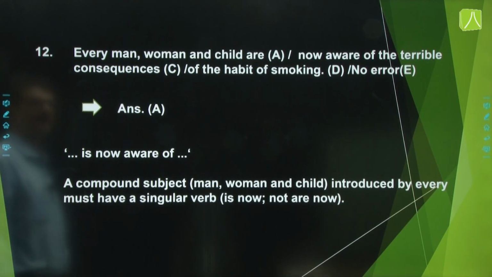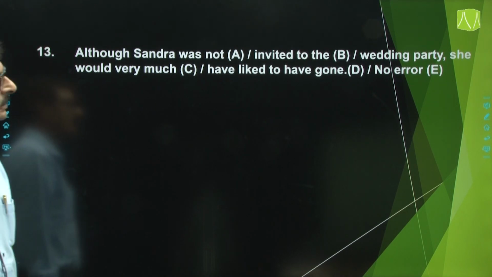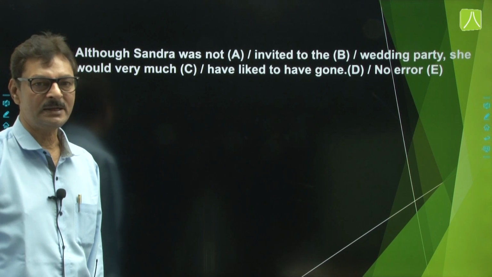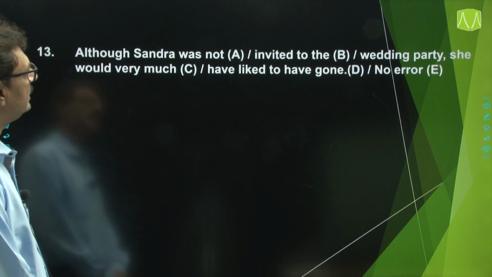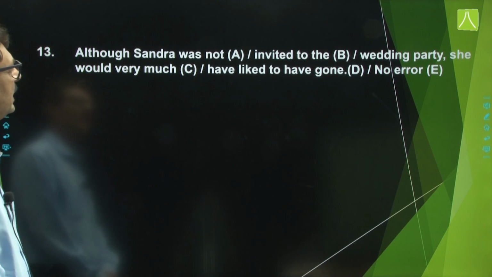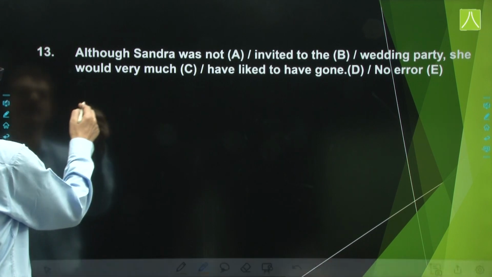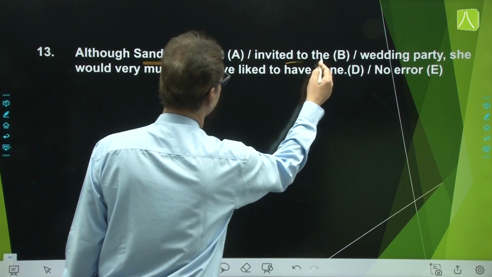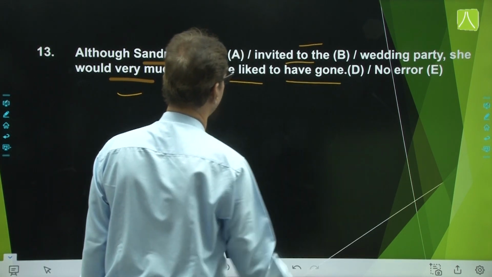Next example. Although Sandra was not invited to the wedding party, she would very much have liked to have gone. And no error, अगर आपको लगता है the statement is correct. So read the sentence very carefully. Although Sandra was not invited to the, A और B में तो कुछ भी नहीं है, wedding party, she would very much have liked to have gone. Do you find anything contradictory? कुछ लग रहा है? This is correct. This one is correct. चलते हैं.